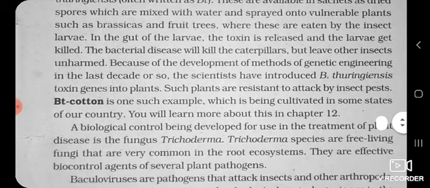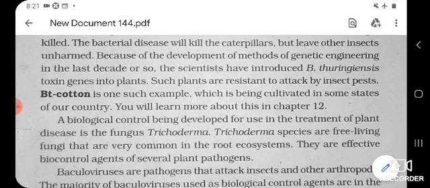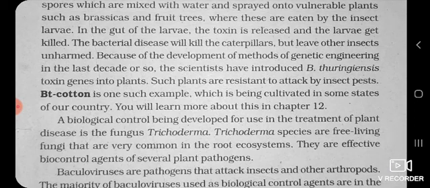In the gut of the larvae, the toxin is released and the larvae get killed. So if the insects ingest this Bacillus thuringiensis powder, in the larvae's gut the toxin gets released and the larvae get killed. Thus, the bacterial disease will kill the caterpillar but leave other insects unharmed.